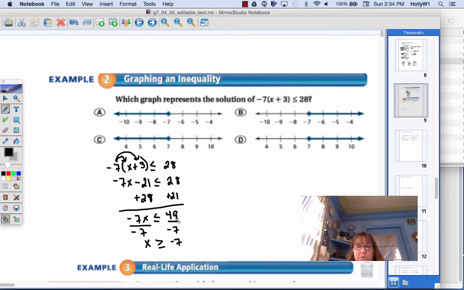So which one of these represents that? So it's greater than or equal to, so we know the dot is actually shaded in, and they all appear to be, but it's actually B, because we're going greater than negative 7. Here's negative 7 here, and it's greater than. So B is the answer.